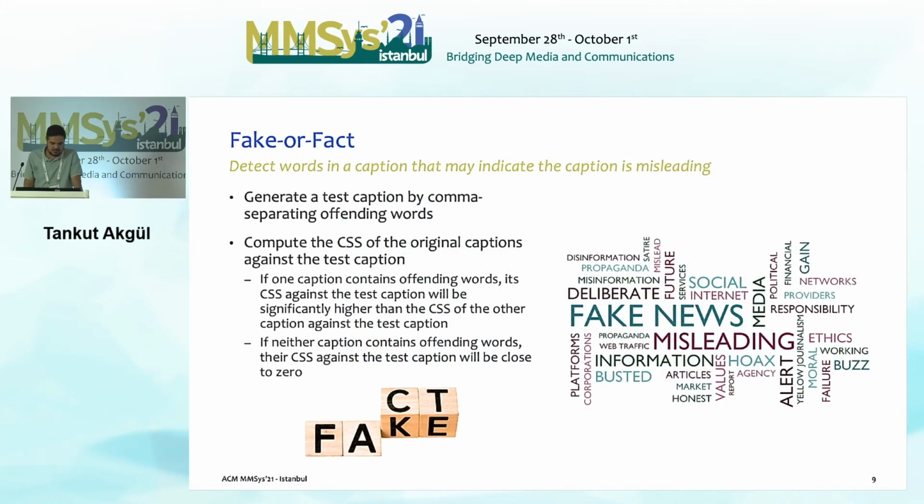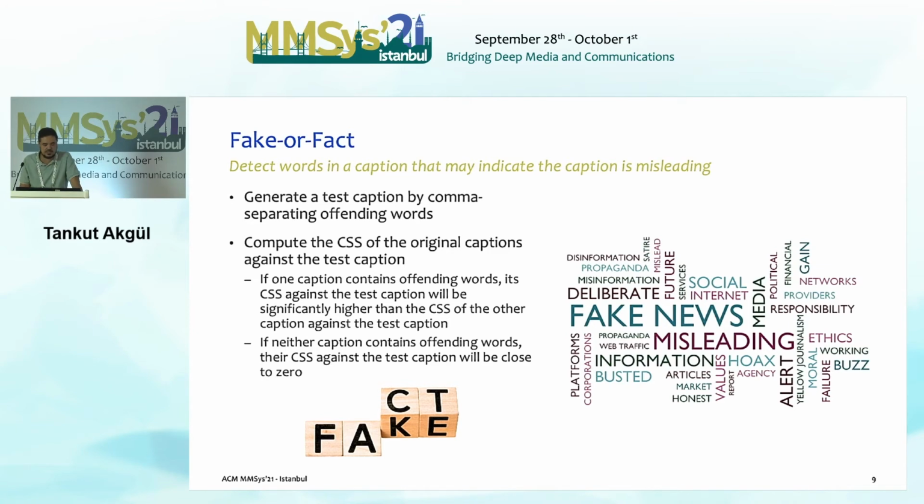And the second one is the fake or fact method. This is actually a similar idea. We want to detect captions that have contradictory meaning. They convey different, contradictory messages. And what we have observed is these captions usually include some offending words like fake, disinformation, hoax kind of words. So a simple thing to do is just determine whether one of the captions includes one of these words and the other one doesn't.